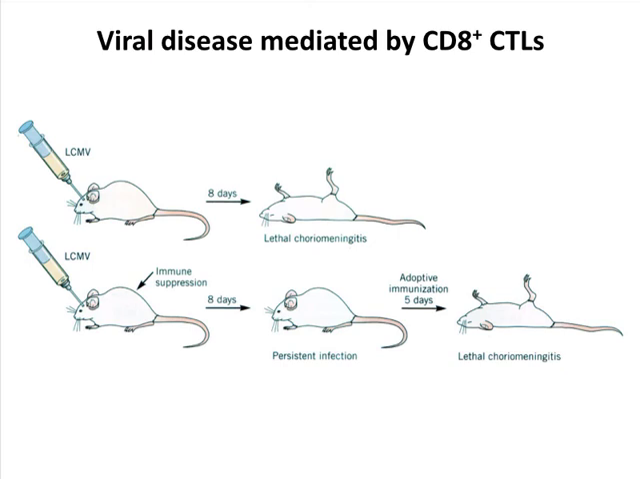This is an example of a virus, lymphocytic choriomeningitis virus, which is a rodent virus that's used extensively to study immunology. You infect mice with LCMV, they're dead within 8 days. If you immune suppress the mice with steroids to prevent the development of an immune response, the mice live. They become persistently infected. But if you inject them with CD8 positive T cells that you've taken from another immunized animal, it kills them. So it's the CD8 positive T cells that are causing the mice to die. They're causing tissue damage.